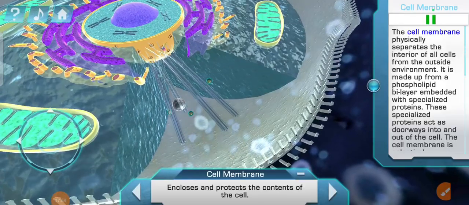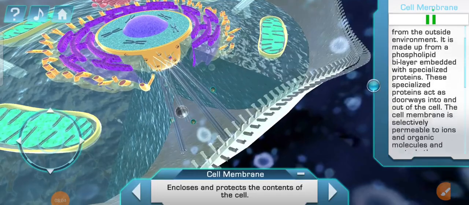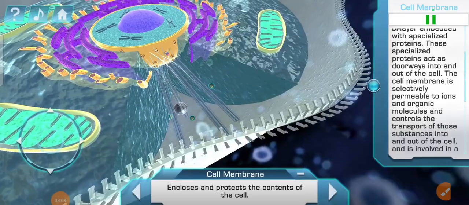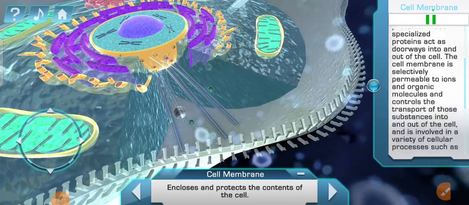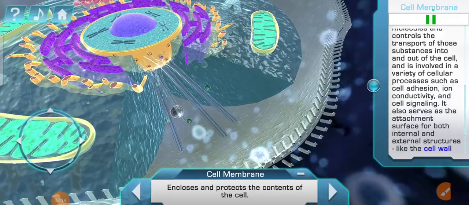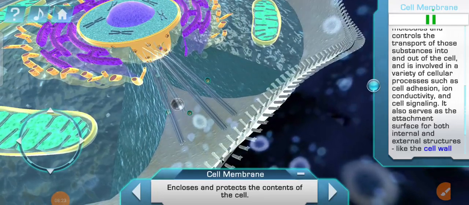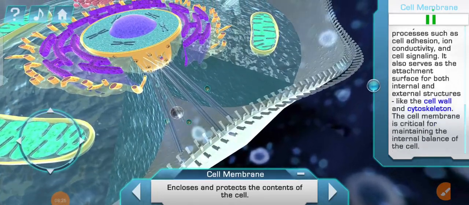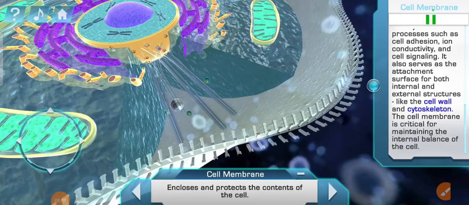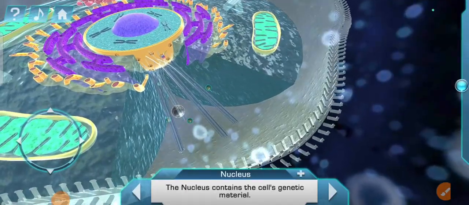It is made up of a phospholipid bilayer embedded with specialized proteins. These specialized proteins act as a doorway into and out of the cell. The cell membrane is selectively permeable to ions and organic molecules and controls the transport of those substances into and out of the cell, and is involved in a variety of cellular processes such as cell adhesion, ion conductivity, and cell signaling. It also serves as the attachment surface for both internal and external structures like the cell wall and cytoskeleton. The cell membrane is critical for maintaining the internal balance of the cell.